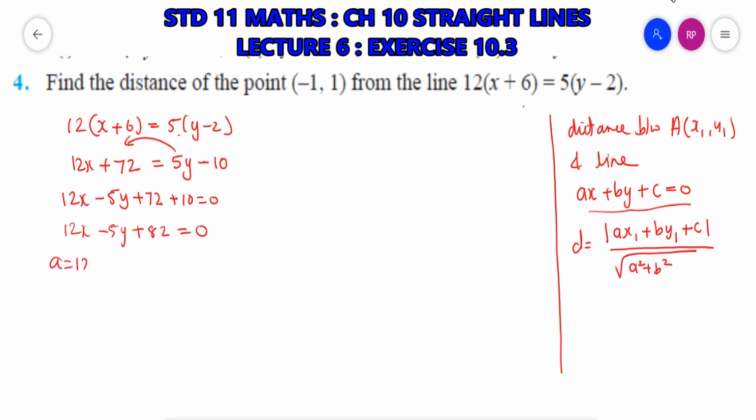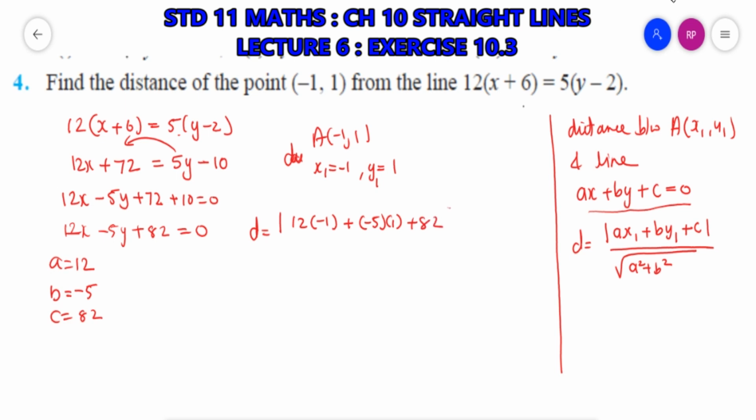Now what is here a? 12. What is here b? That is minus 5. What is c? 82. So now what is the formula for distance? See here the point is minus 1 and 1. So I will take x1 equal to minus 1 and y1 equal to 1. The formula for distance will be equal to a, that is 12, x1, that is minus 1, b, that is minus 5, y1, that is 1, c, that is 82, modulus, upon under root of 12 square plus minus 5 square.